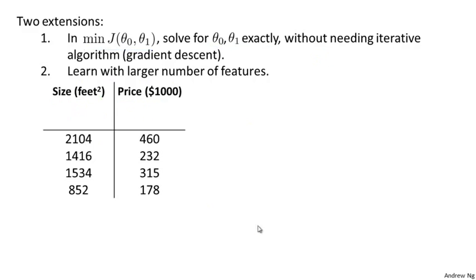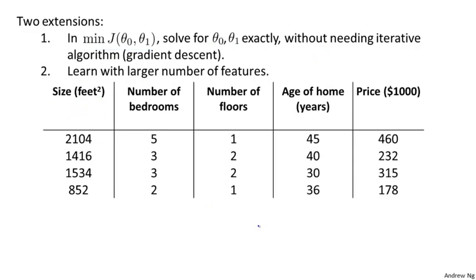But for other learning problems, we may have a larger number of features. For example, let's say that you know not only the size, but also the number of bedrooms, number of floors, and the age of the home of these houses, and you want to use that to predict the price of the houses. In that case, maybe we'll call these features X1, X2, X3, and X4. So now we have 4 features. We want to use these 4 features to predict Y, the price of the house.